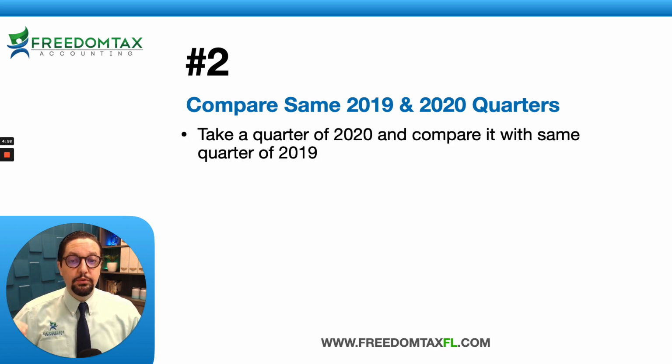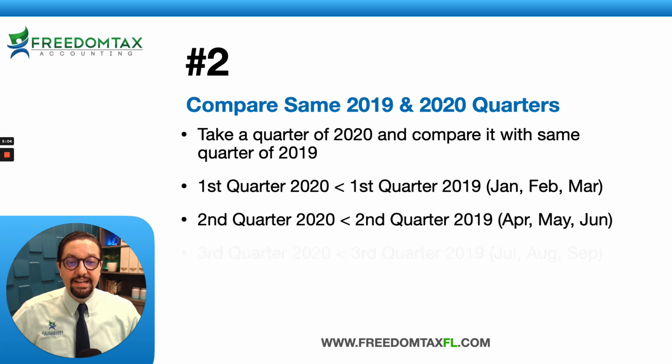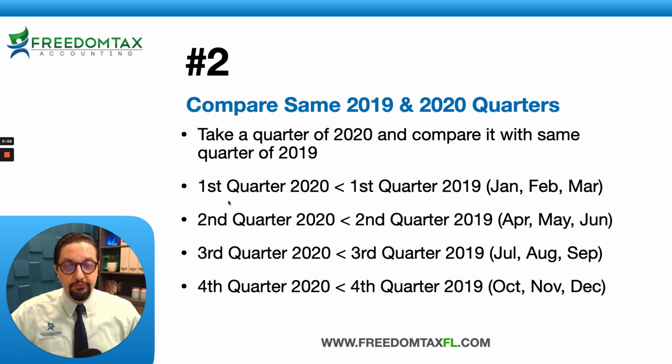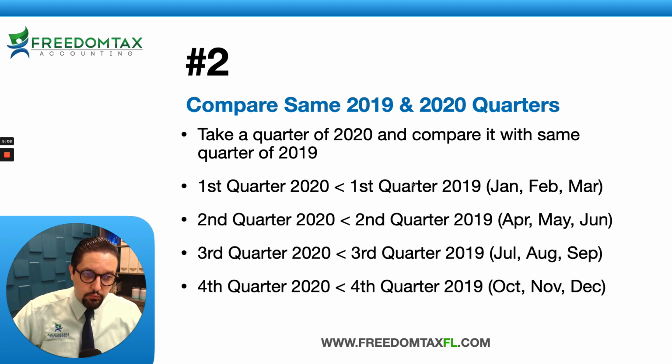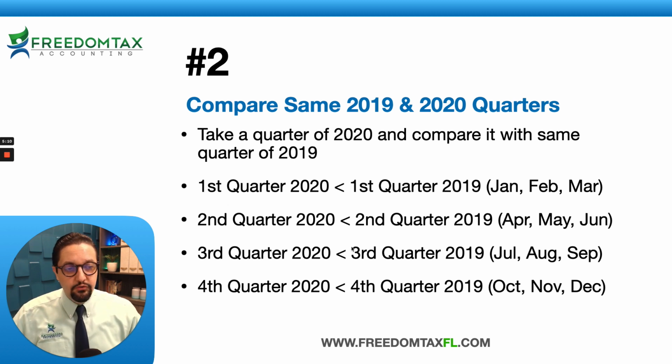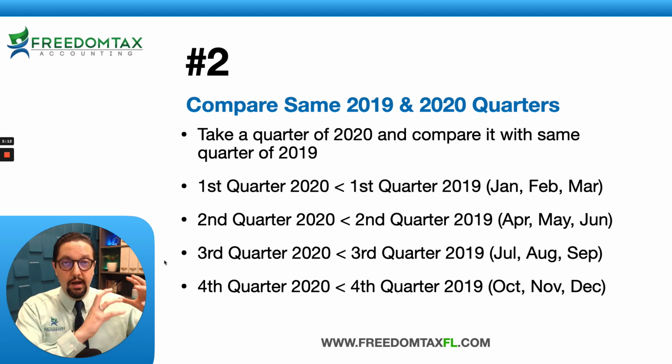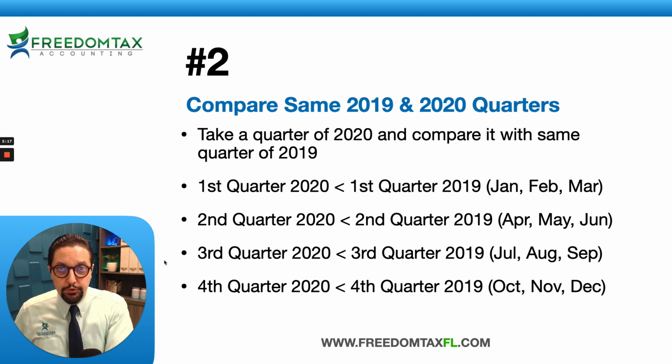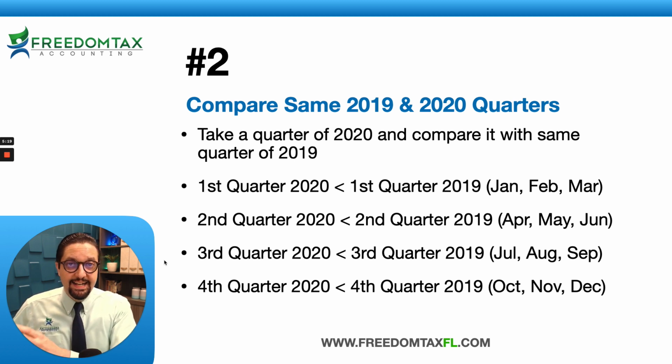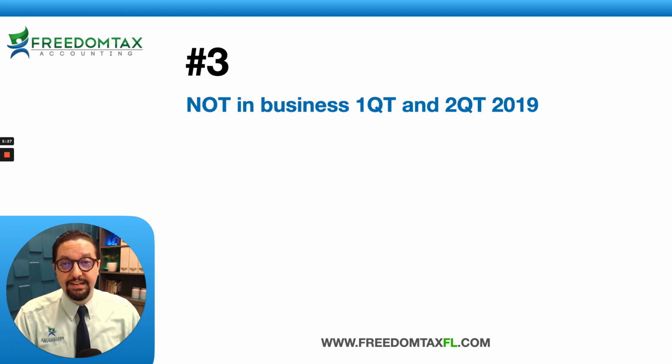So basically you take a quarter of 2020 and compare it with the same quarter of 2019. First quarter of 2020 with first quarter of 2019 and so forth. You compare to see if 2020 was at least 25% less than the same quarter in 2019.